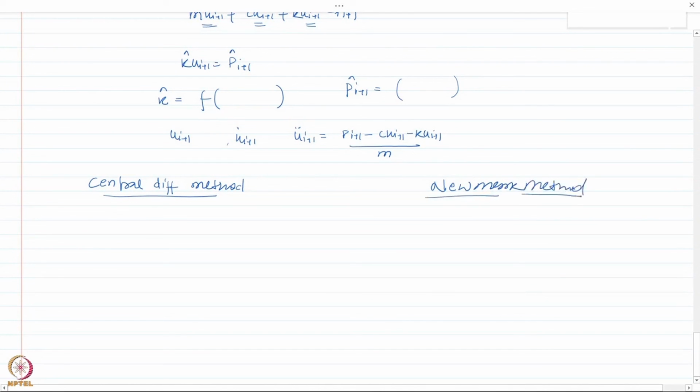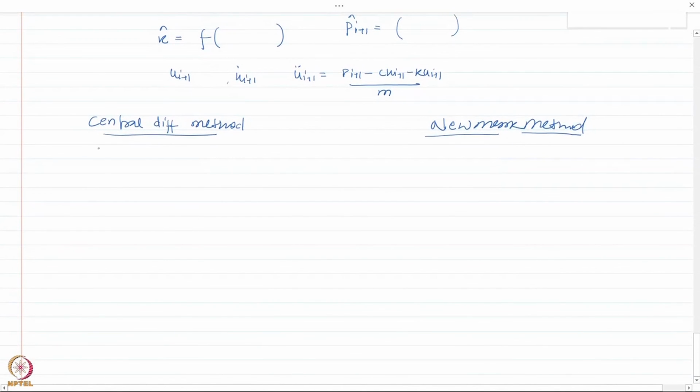If you remember, in the central difference method, even to get the response parameters u i plus 1, u i plus 1 dot and u i plus 1 double dot, we never utilized the equation of motion at i plus 1. The equation of motion that we utilized was actually this. This is the equation of motion we utilized, and we arranged this, substituted the term, and then wrote k hat times u i plus 1 is equal to p i hat.